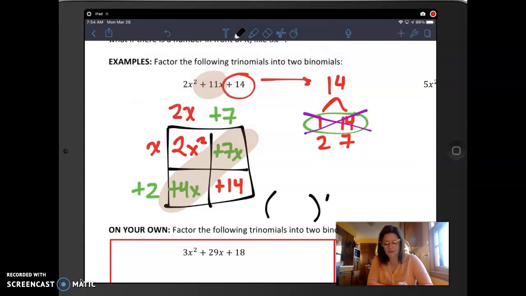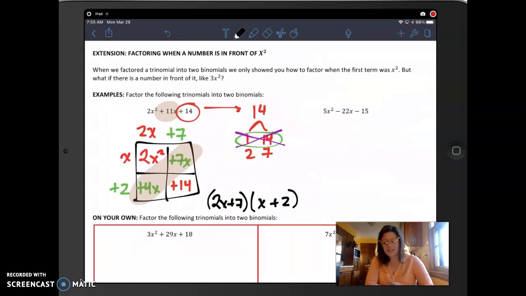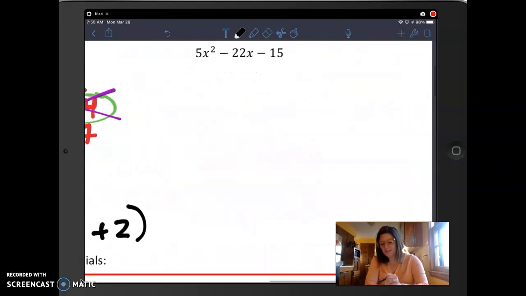I didn't set myself up for success on this one because we have to write 2x plus 7 and then x plus 2. When we use that strategy of setting ourselves up for success, where we just have x blank, that only works if we only have an x squared here. But since we have 2x squared, we have to write 2 in front of one of the x's. All right, let's do another example. See, it's fun. It's like a puzzle.